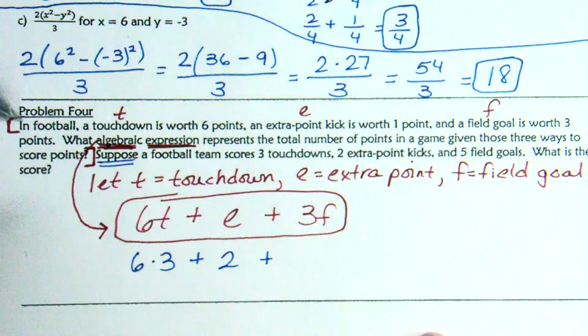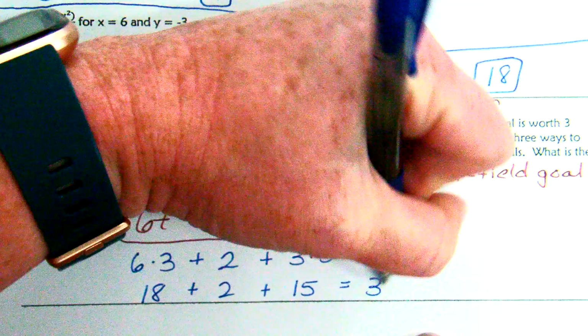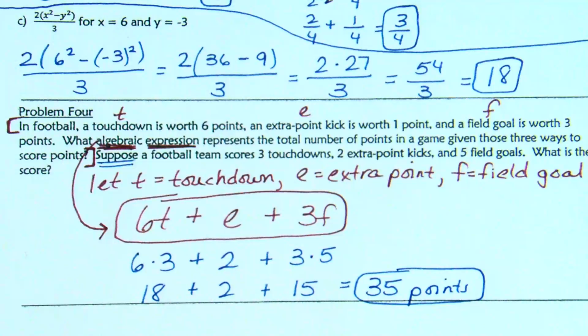Plus, 2 extra point kicks. That's like 2 times 1 if you want. Plus 3 times 5 field goals. Do some math. What happens? 18 plus 2 plus 15, which is 35. 35 what? Points.